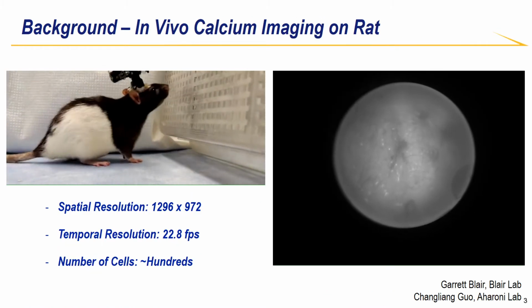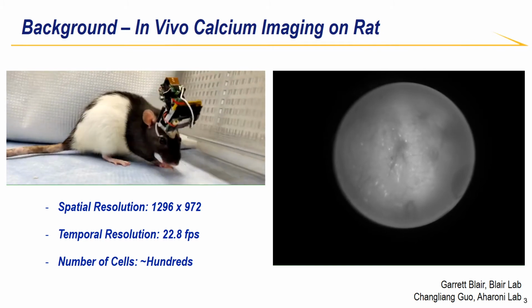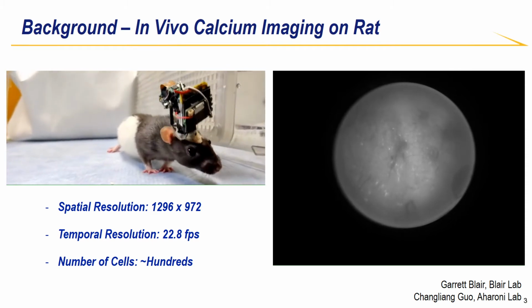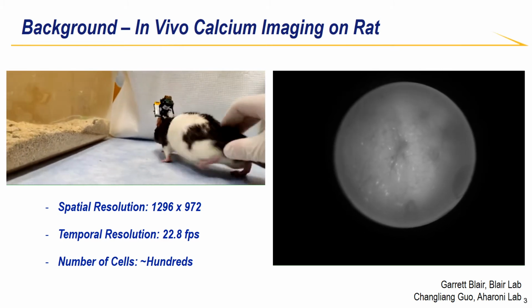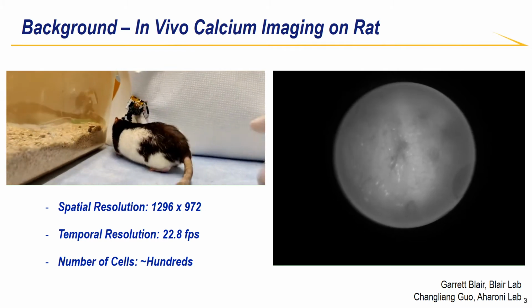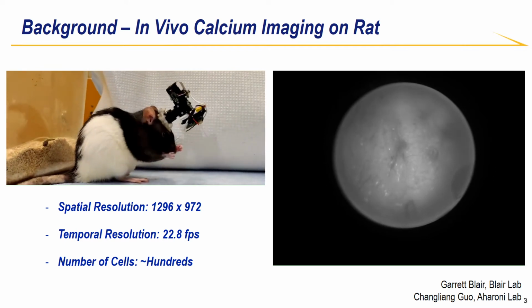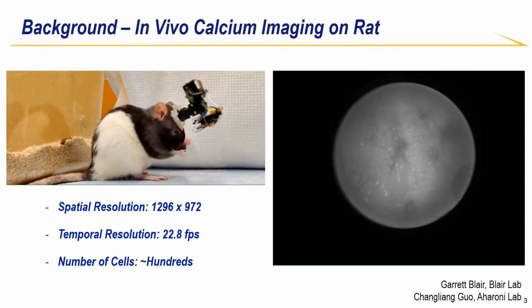This video demo shows a rat carrying an LFOV miniscope in the live environment. In real experiments, we connected the LFOV miniscope with a data acquisition board called DAQ using a 1.5 meter flexible cable for the data transmission purpose. The video on the right displays the recorded calcium images. It captures images at 1296 by 972 spatial resolution and 22.8 frames per second speed. According to offline analysis, hundreds or even more cells can be detected from a 6-minute recording session.